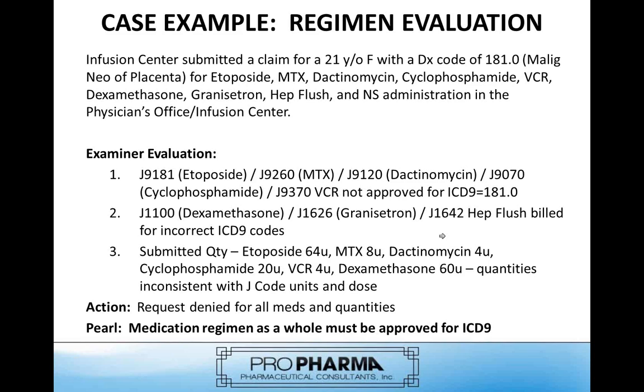There was also an issue with regard to, as we saw before, other drugs that were given: dexamethasone, granisetron, heparin flush, normal saline. All of this is considered specialty under these benefits. So I bring that up to show the breadth of what can happen with regard to a specialty medication review. And these would not have been approved because they didn't have the right diagnosis. But then there was also an issue with regard to quantity, and the quantities didn't match to what the doses should be. So the regimen, in fact, was denied because of that.